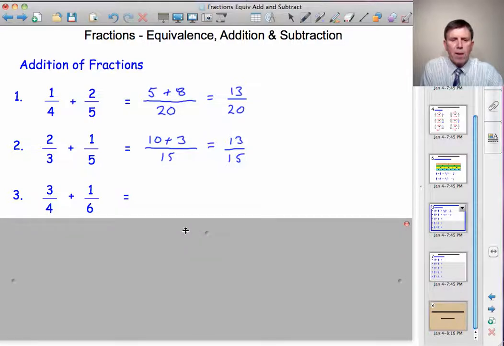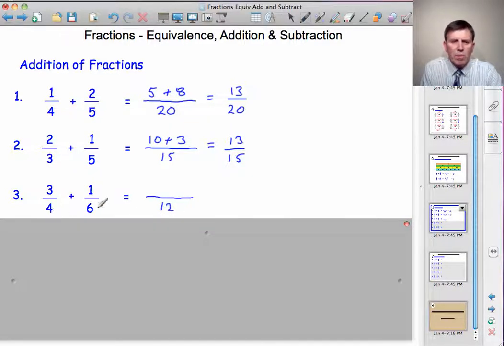Example number 3. 3/4 plus 1/6. Now then, what's the lowest number 4 and 6 go into? They actually go into 12. If you multiply them as we've been doing up till now, you'd have got 24. But it doesn't really matter, as you'll see. I'll do it both ways to show you.